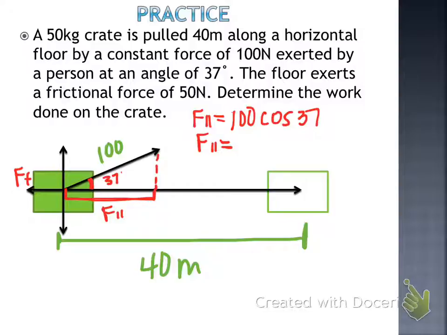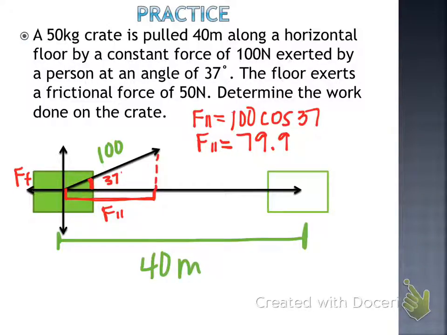Make sure your calculator's in degrees, not radians. Okay, I got about 79.9. Do we agree there for our parallel force? Okay, we want to find the work done on the crate. It doesn't tell us work done by the applied force, doesn't tell us work done by friction. We want the whole overall net work. So we could do this a couple different ways. And I think the simplest way for us to do it is to solve for the net force and then take that times our overall displacement.